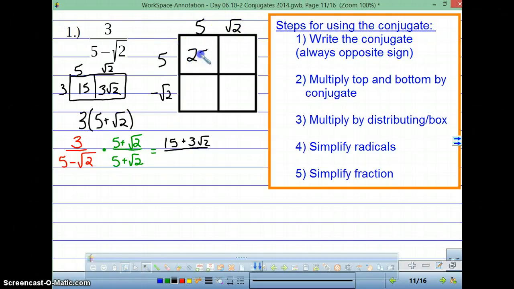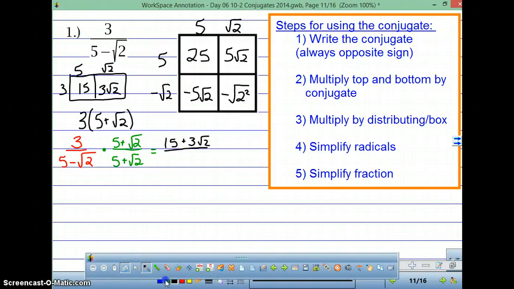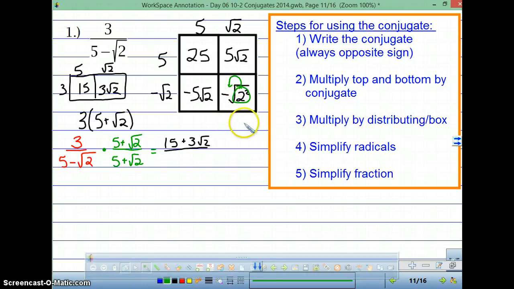5 times 5 is 25. 5 root 2, minus 5 root 2. And, okay, now here's the tricky one. We've had a minus sign. What's root 2 times root 2? That's the square root of 2 squared, right? Let's write them out. I'm going to go ahead and simplify. This is the only one that needs to be simplified, so I'm going to do it here. Square root of 2 squared comes out. I end up with just negative 2.